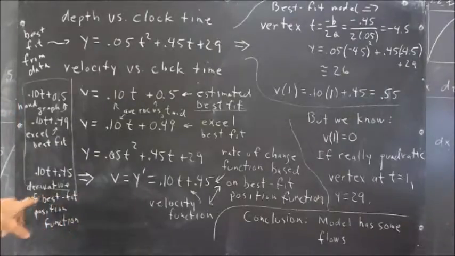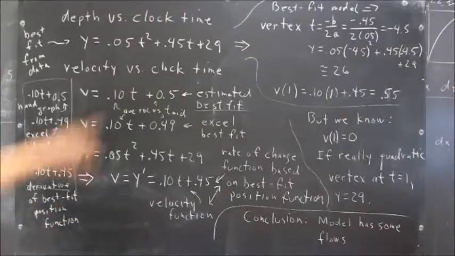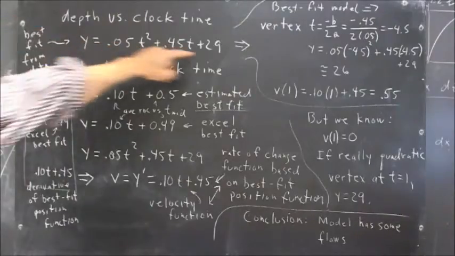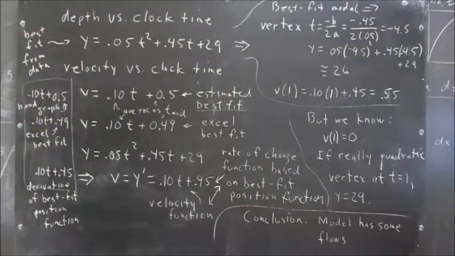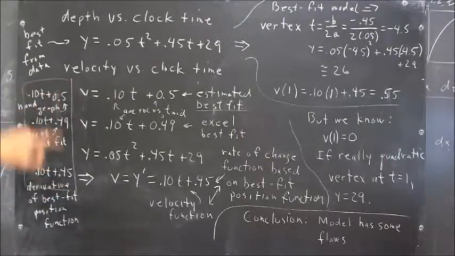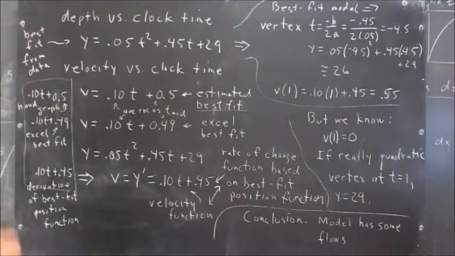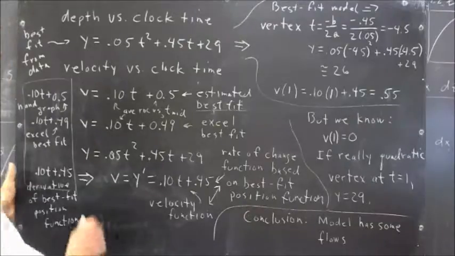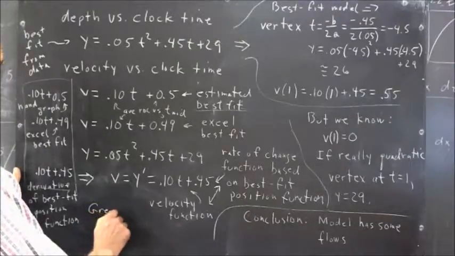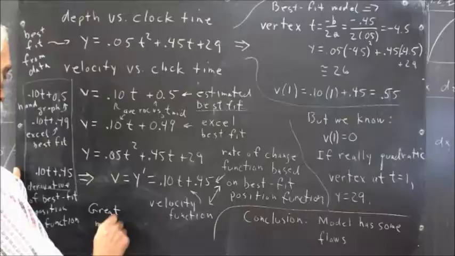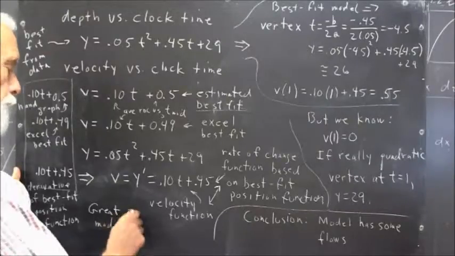And then the derivative of the best fit position function, which was this function obtained by the best fit from the original data. And we see that these three all have the same slope, all have the same coefficient of t, and vary just a little bit in the value of the constant. So that would indicate that we have a great model. Or does it?